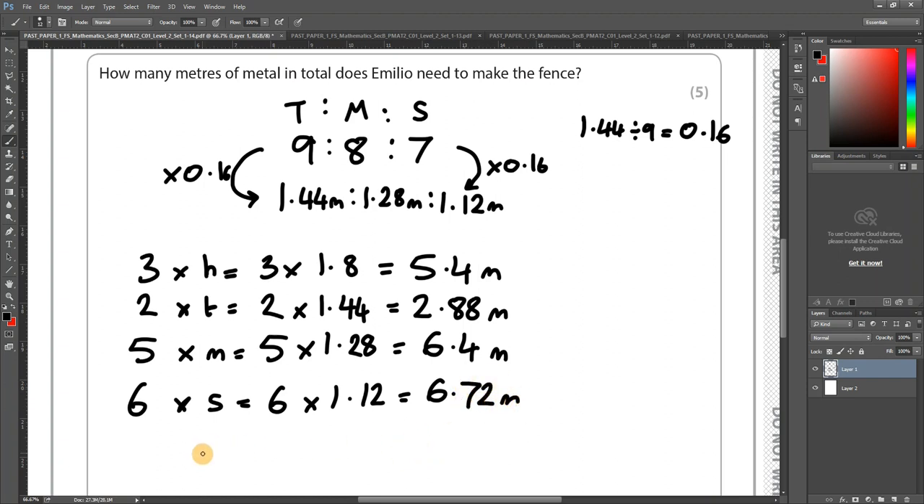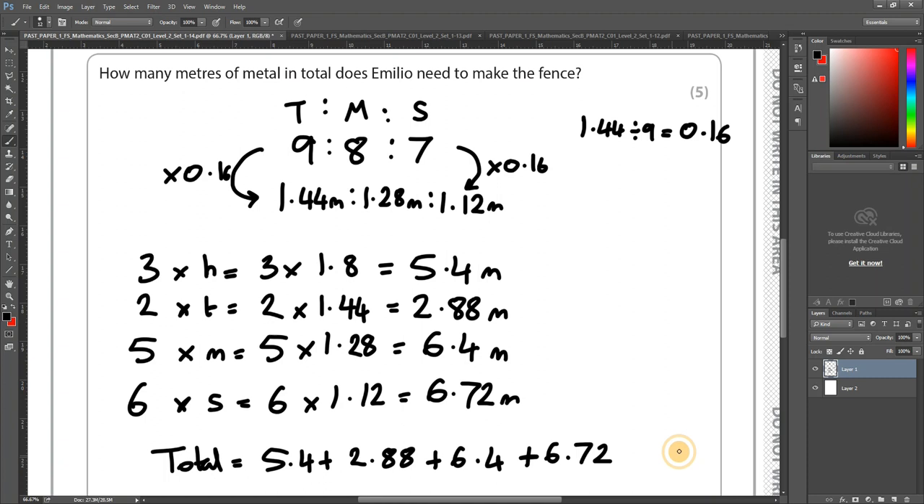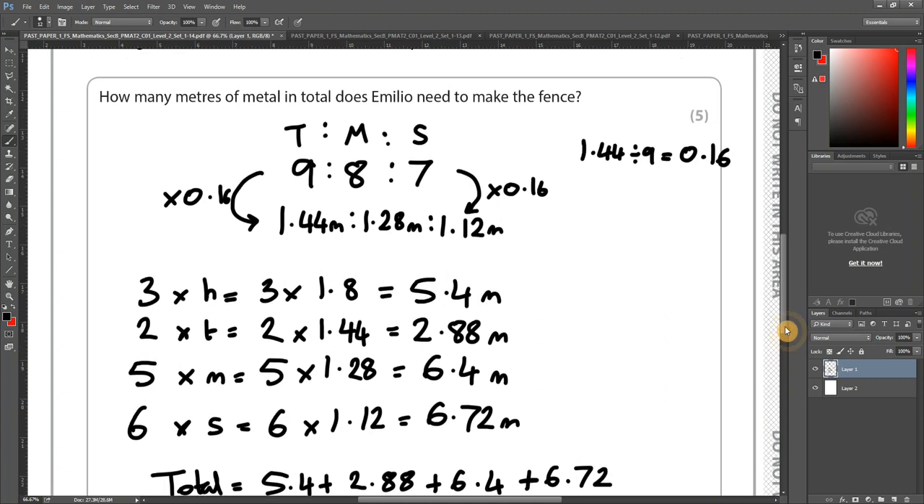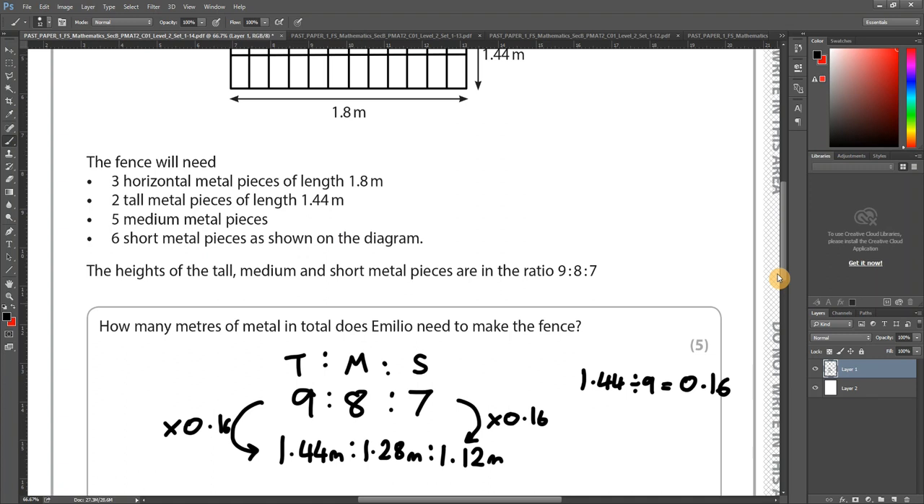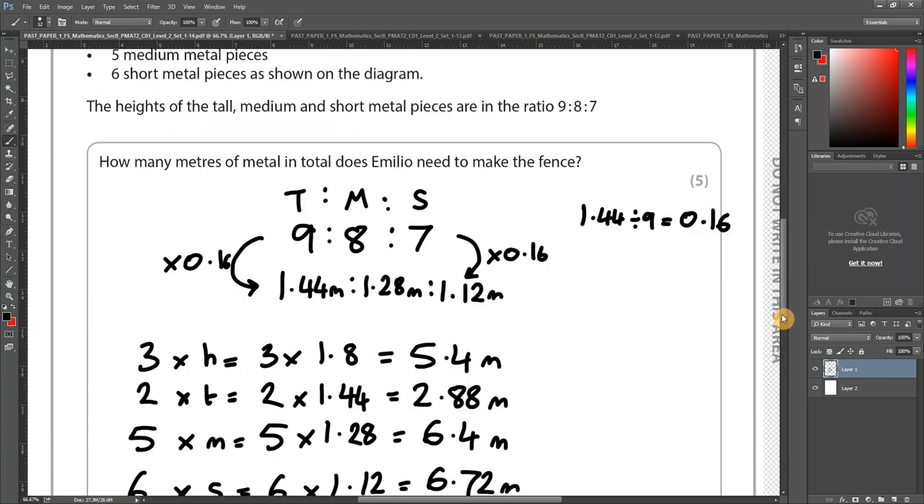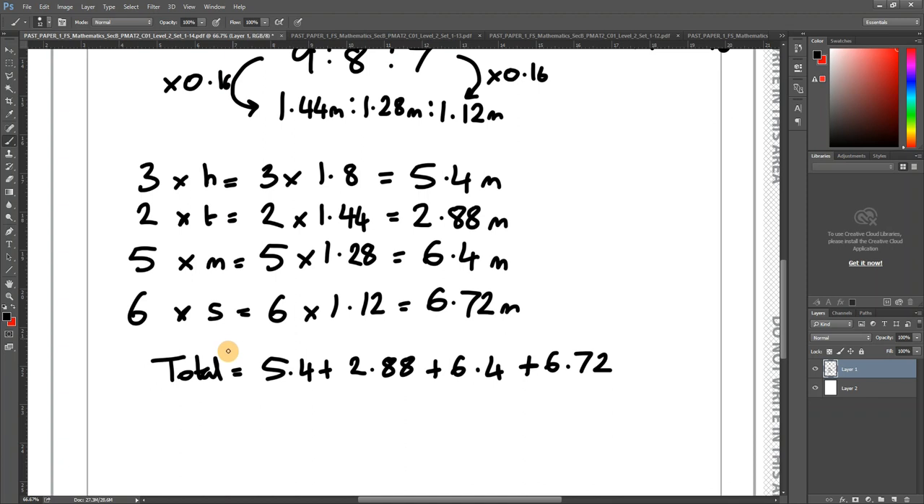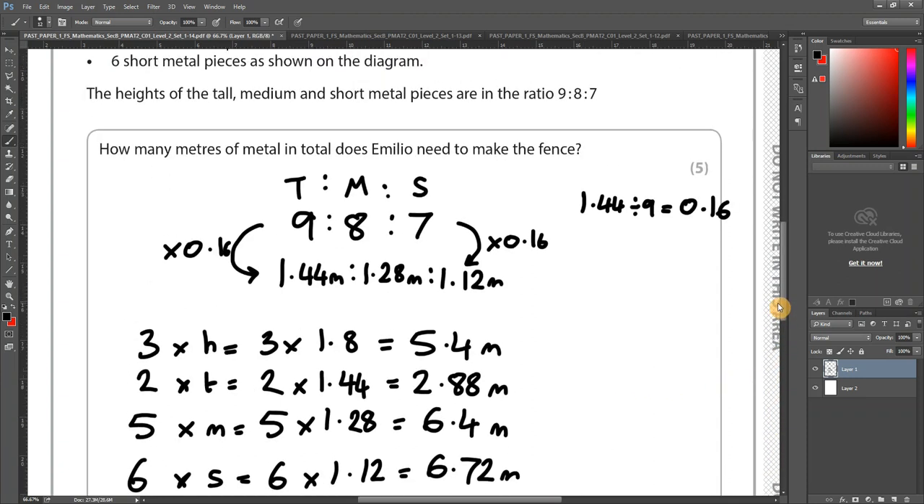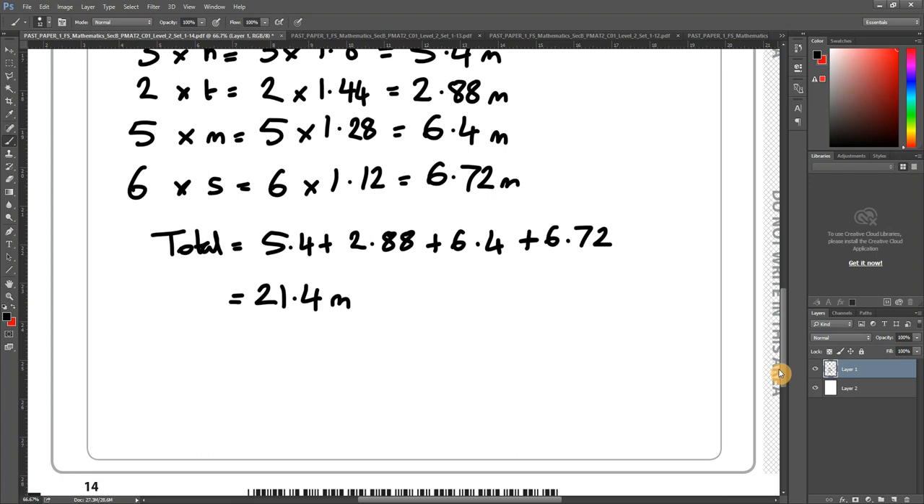6.72 meters. And if I add up all these, the total equals 5.4 plus 2.88 plus 6.4 plus 6.72. Is that all of them? Just make sure. Horizontal, tall, medium, and short. Yeah, that's all of them. So this should give me my final answer. 21.4 meters. So that's what he needs. So yeah, that's my final answer. And you're done.